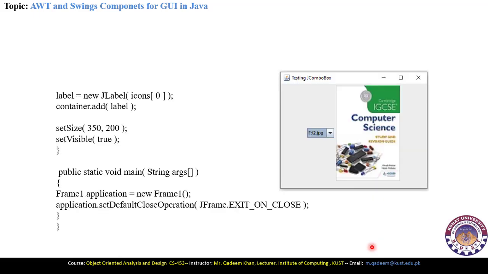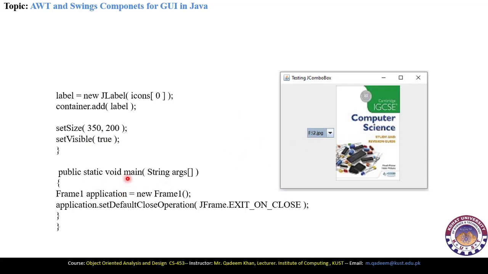So we have added it here. Also we have a label, new JLabel(icon 0) initially. When the label is defined, it will in fact fetch the first image, which is icon 0, and container.add(label). So the label is added inside the container. The size of the window is 350, 200. That means 350 pixels along the x-axis and 200 pixels along the y-axis. And setVisible(true) means the window will appear.